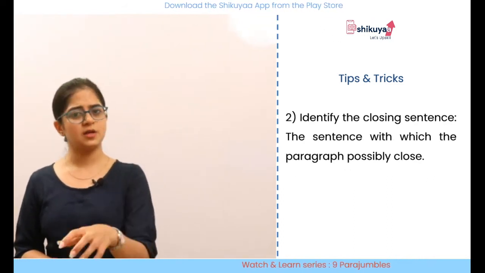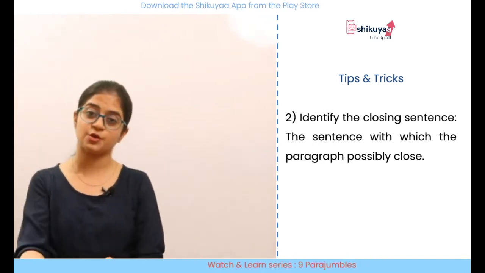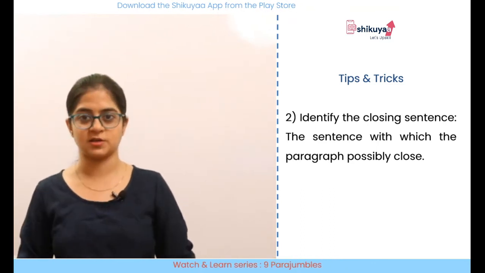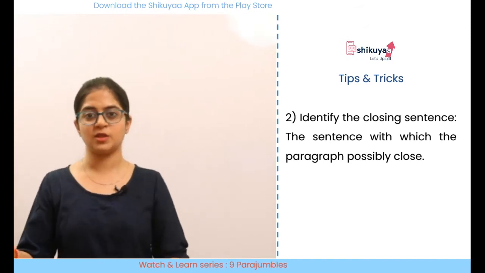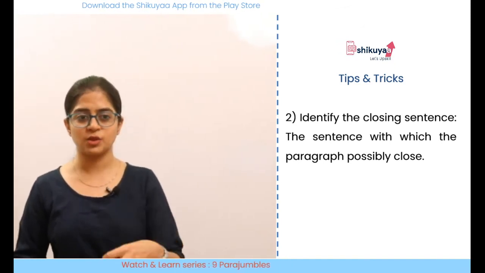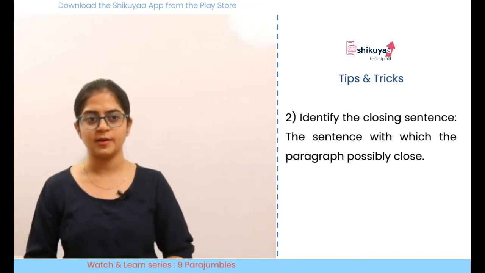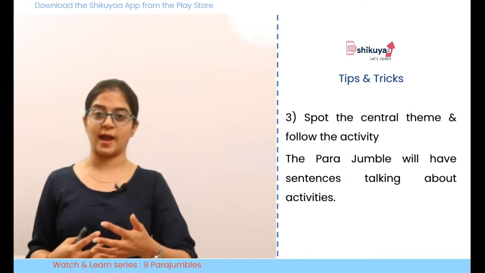Second tip is, obviously when you find opening sentence, if you don't, or sometimes you fail to find opening sentence, it is the best way to go with the closing sentence as well. So if you find closing sentence, sometimes it may help with the given option. So sentence with which the paragraph possibly close or concludes. Clear? Now third tip would be spot the central theme and follow the activity.